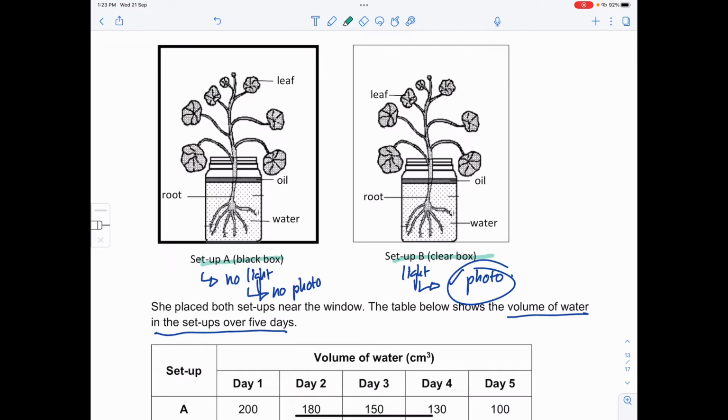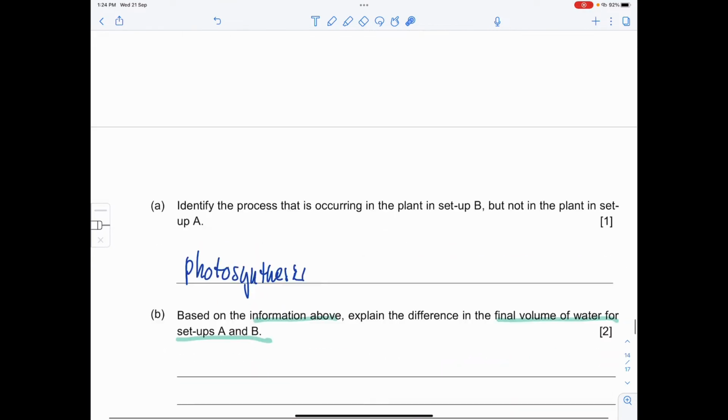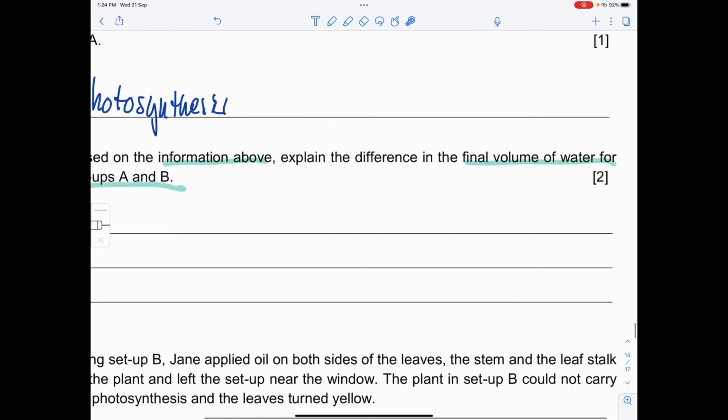It is not good enough to just say, oh, because B photosynthesizes and A doesn't, so therefore B will use up more water. No, you have to tell me the roots are there for a reason, not for fun. You realize that? So you have to say the roots will have taken up more water. See, so many lines.